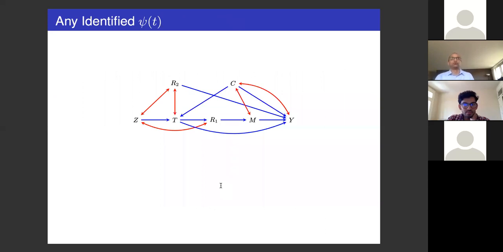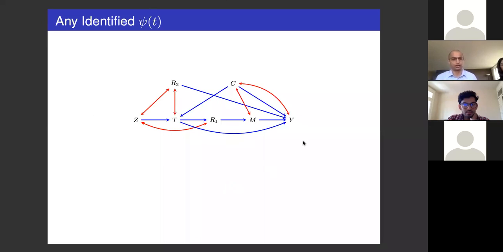Cool. So p-fixability and a-fixability cover a wide class of models that are quite popular in the literature. So for example, front door itself falls under the criterion of p-fixability. However, again, our goal was to provide estimators for any identified target, for any situation in which the target is identified when you represent your observed data distribution as an ADMG.